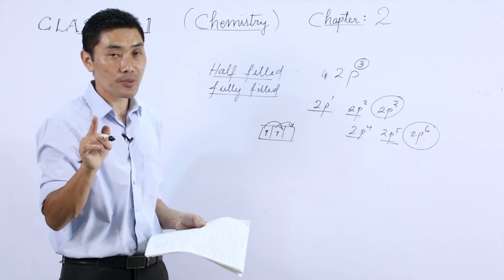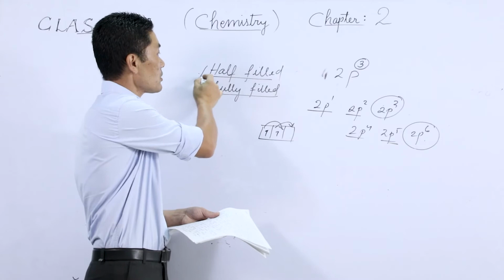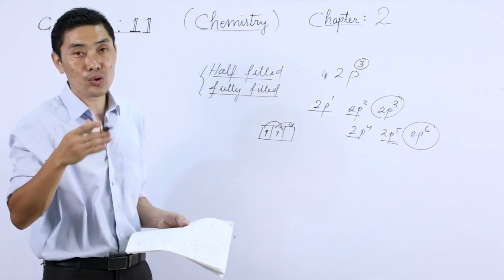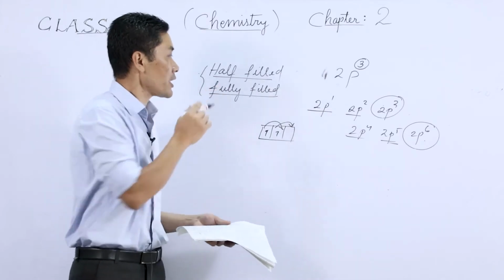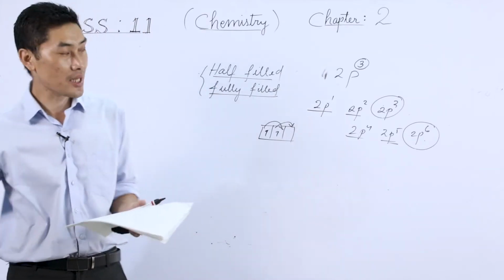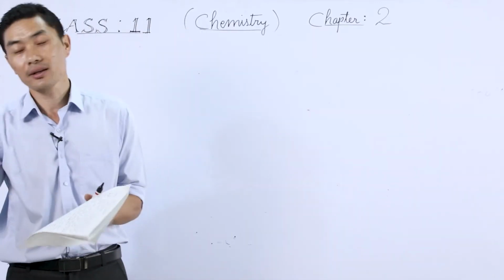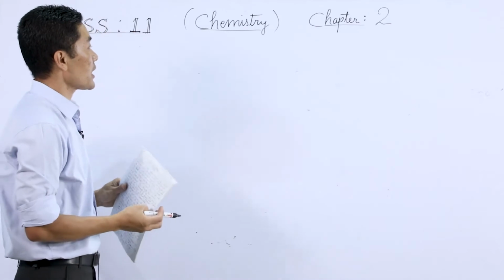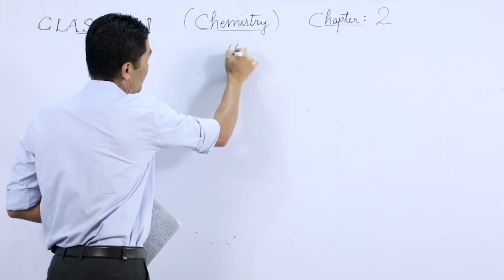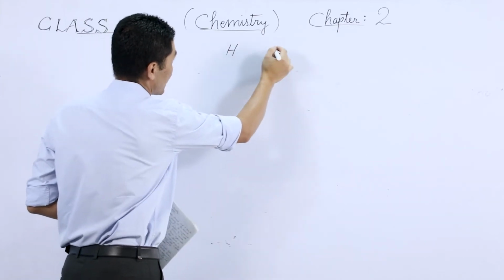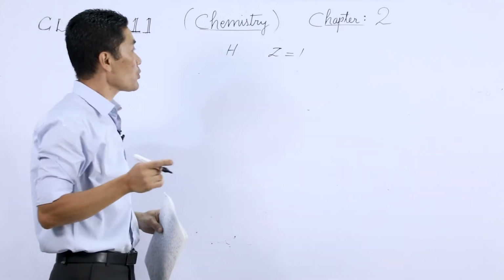So the first reason is that they are more symmetrical, and the second reason is that they have more electron exchange energy. For these two reasons, half-filled and fully filled orbitals are more stable than the other configurations. So keeping all this in mind, let us now try to write the electronic configurations of some atoms. Suppose hydrogen. The atomic number of hydrogen is 1. That means it has only one proton and only one electron.